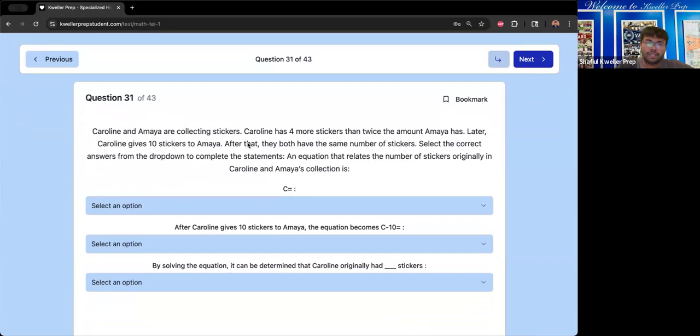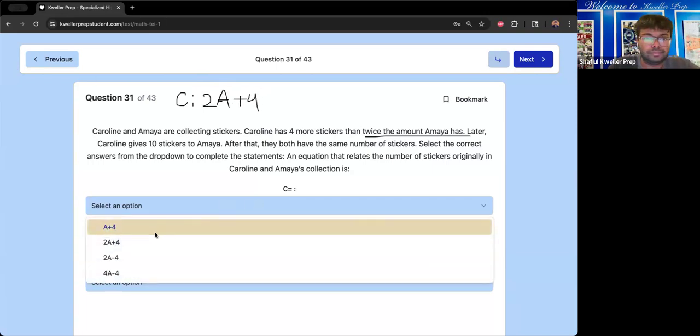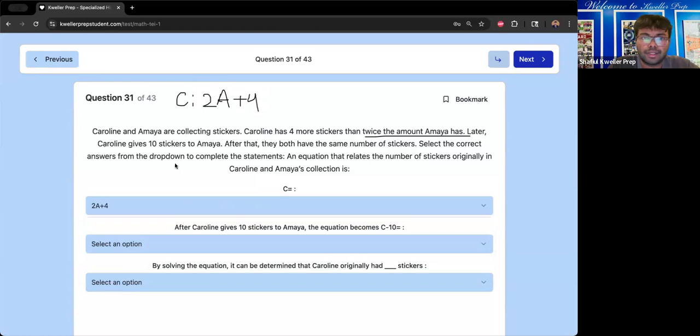Okay, let's do this one. Caroline and Amaya are collecting stickers. Caroline has 4 more stickers than twice the amount Maya has. So how do we write this? Caroline has 4 more than twice the amount Maya has. Twice the amount Maya has, 2a. 4 more, 2a plus 4.